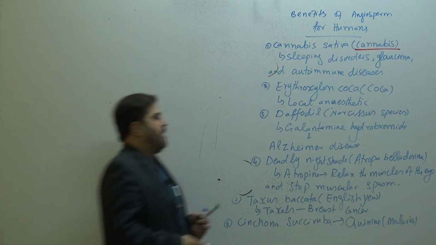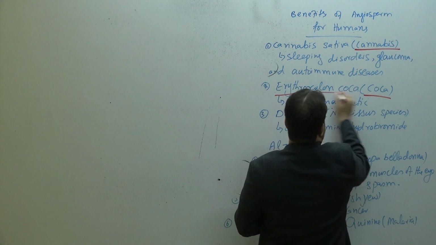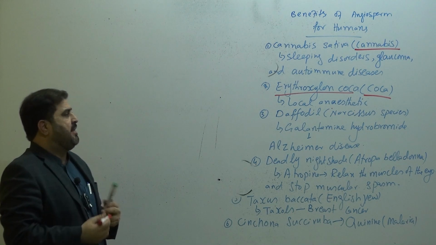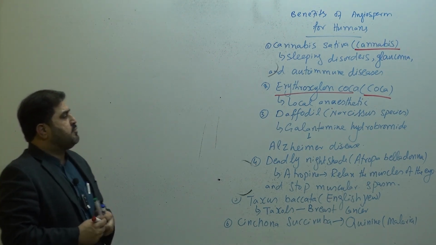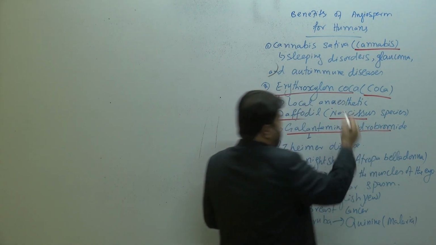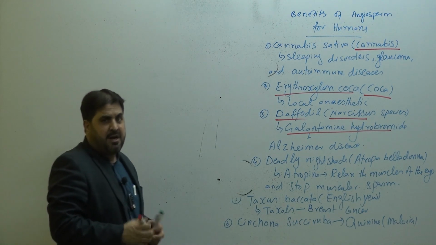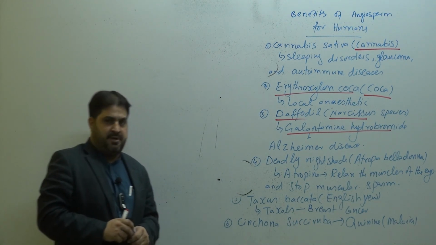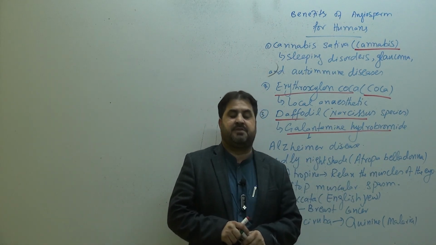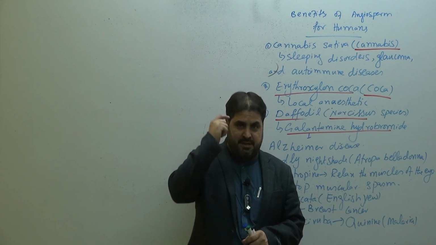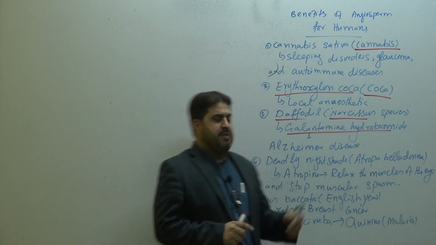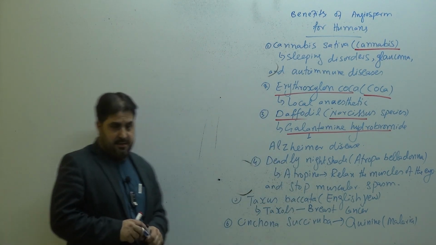And second, coca. The scientific name is Erythroxylon coca. It was used in the 19th century as a local anesthetic agent. Next one is daffodils, Narcissus species. We extract galantamine hydrobromide, which is used to treat Alzheimer's disease. What is Alzheimer's disease? Alois Alzheimer discovered this disease in 1909. It is due to the accumulation of beta amyloid protein in the brain, so it leads to mental retardation. That can be treated through galantamine hydrobromide.